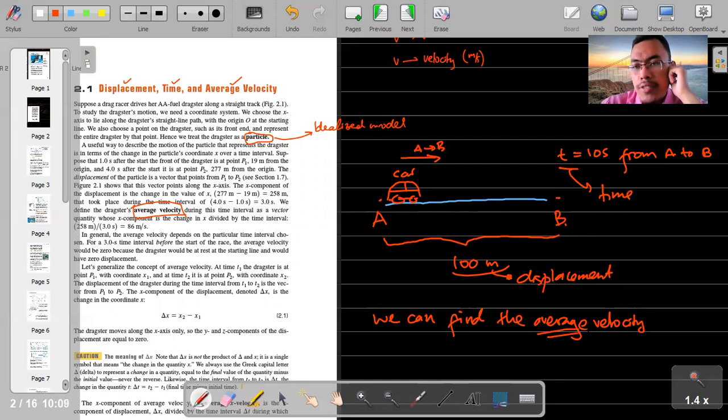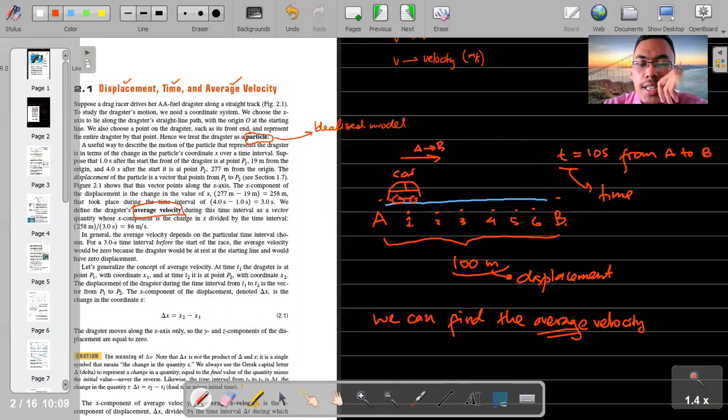The term average is used in this topic because in real life the velocity of a car at any point can vary. It can be different for every point. Let's say this is point 1, and then point 2, point 3, point 4, point 5, and point 6. If we measure the velocity of the car at every point, it can be different for every point.